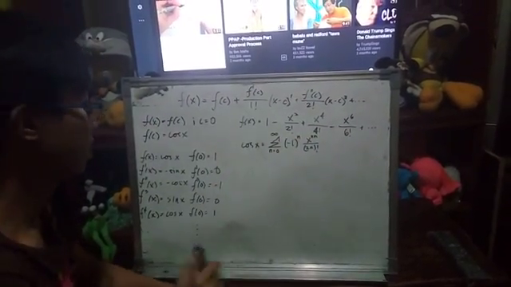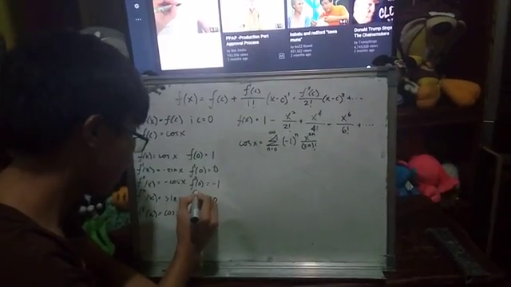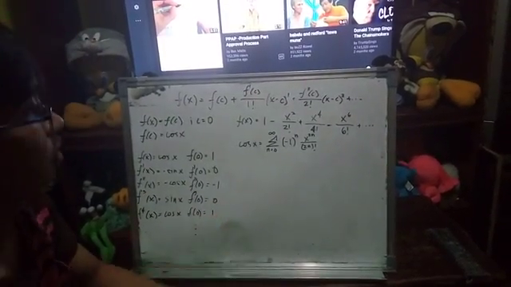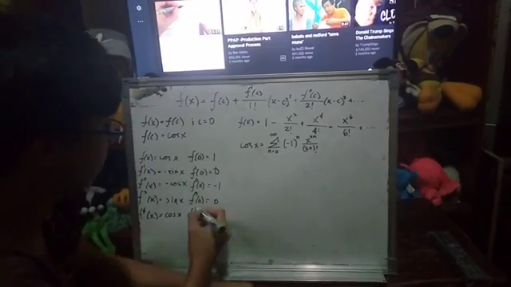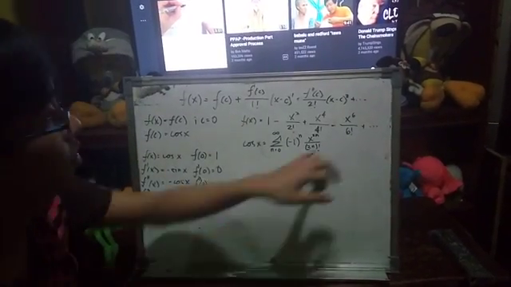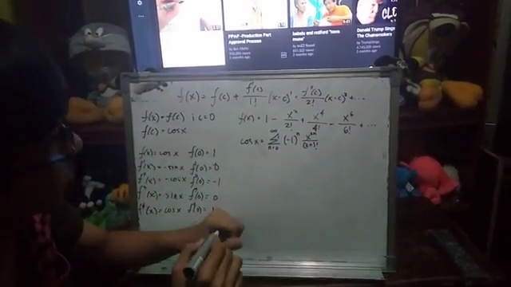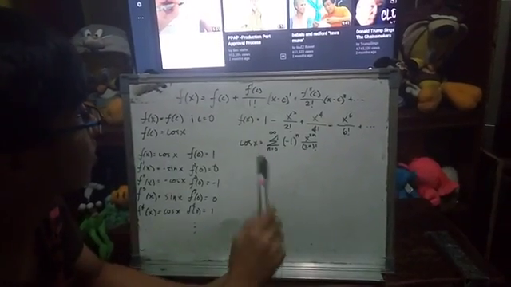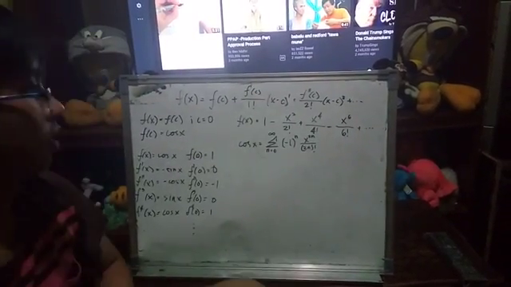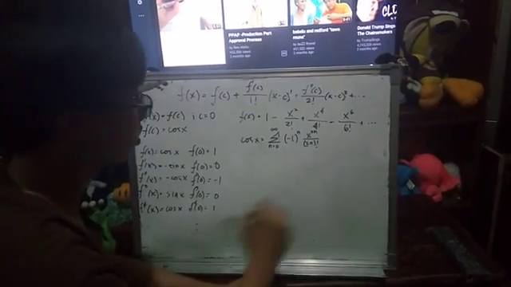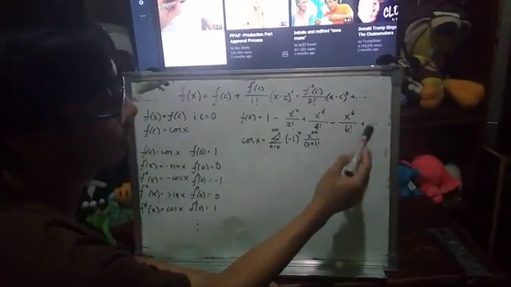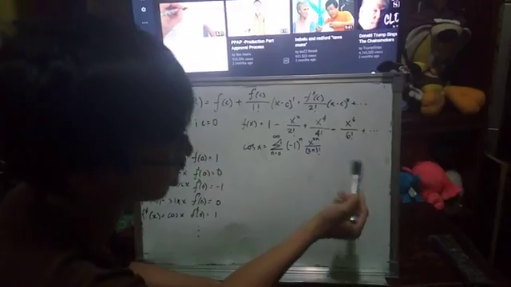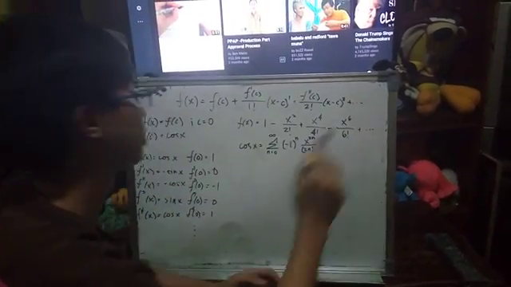The next one is 0, so 0. The next one is the fourth derivative, which is 1, so positive. If we continue, it will become negative, and x raised to 6 over 6 factorial, and so on.